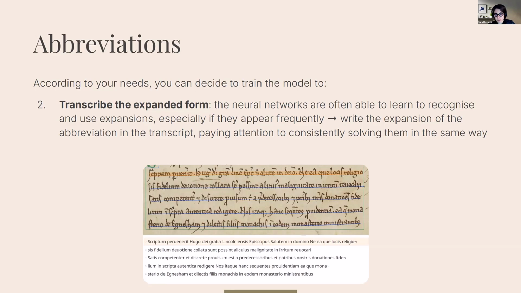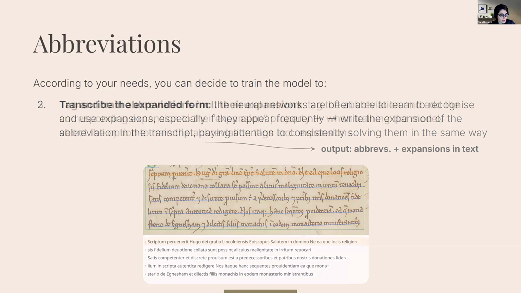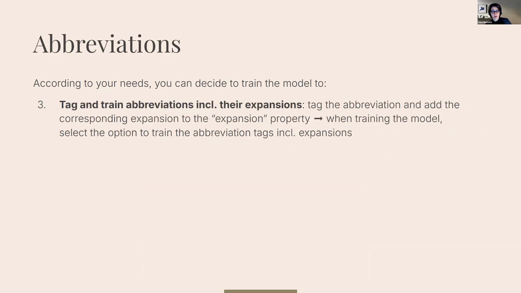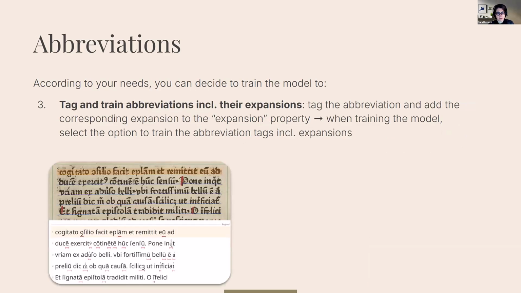You just get the transcribed expanded text. But this option is very good if you want just to search your text, because the text in this way becomes more searchable. And then we have the last option where you can train abbreviations with expansion. So you have to tag the abbreviations with the abbrev tag and write the expansion in the property of the tag.